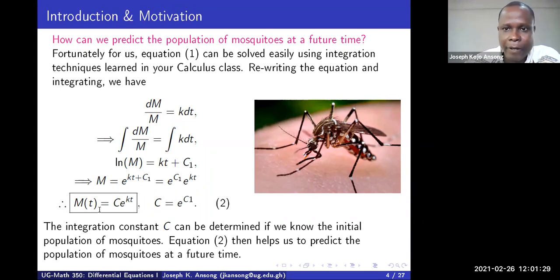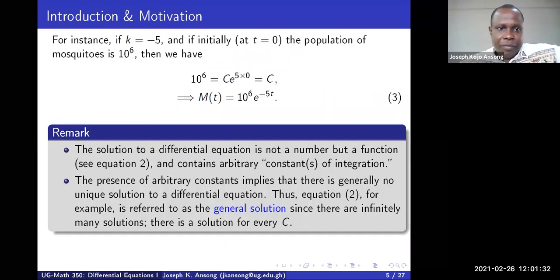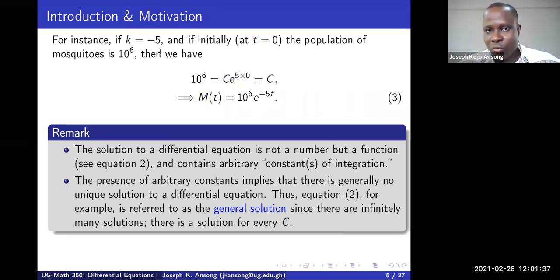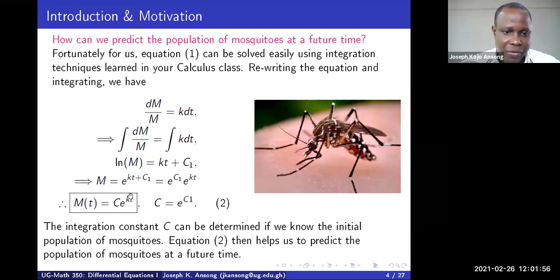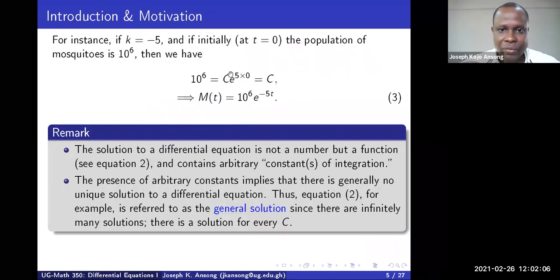So this is just an example. Suppose that k is -5, which we know from some experiments or observations. And if initially, at time t equals 0, the population of mosquitoes is, say, 1 million in your village, or your city, town. Then we put in t equals 0, and this exponential becomes 1, because e to the 0 is 1. C will be equal to M, which is 1 million, 10 to the 6. So we know C. That's what I've done here.